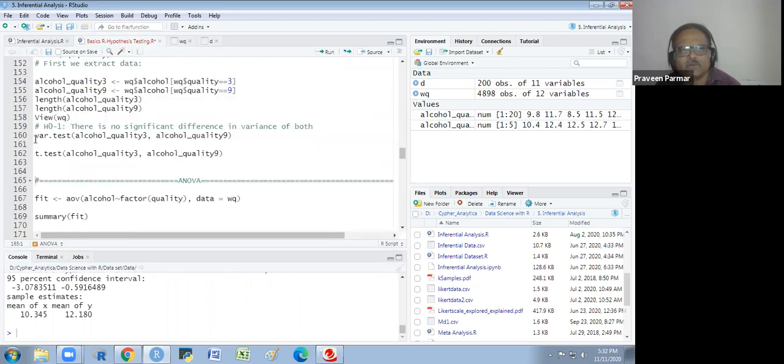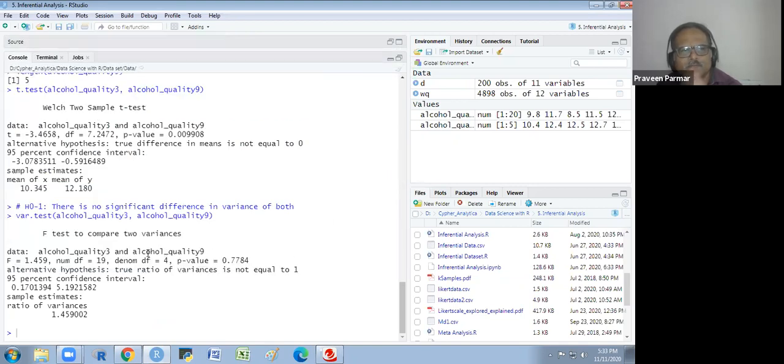So first we perform a variance test in both wine quality 9 and 3. We get here the F test to compare two variances. It means there is no significant difference in the variances. This is our null hypothesis for this. So there is no significant difference.